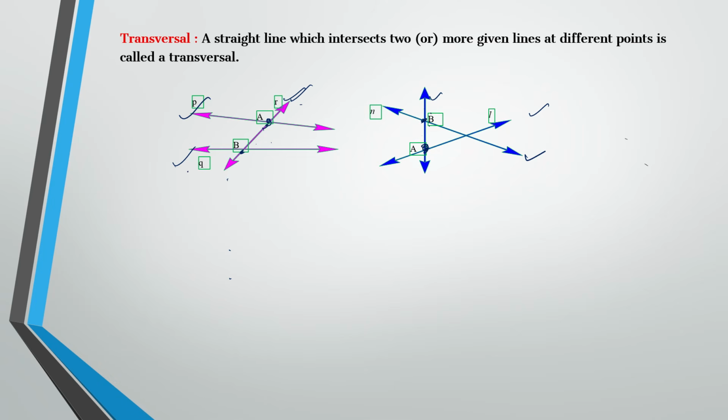Transversal plays a very important role in the entire geometry. When a transversal intersects two lines, it forms different types of angles. Regarding that concept, we will discuss in the coming video.